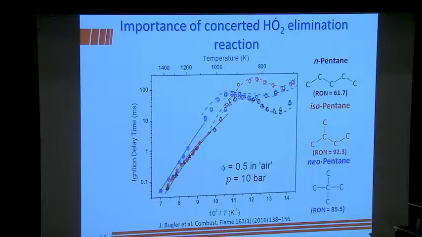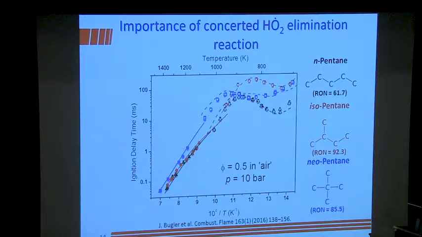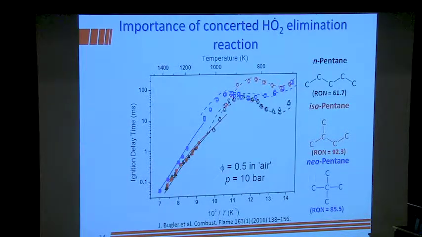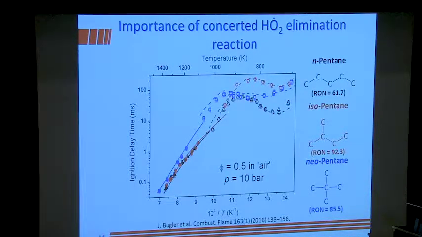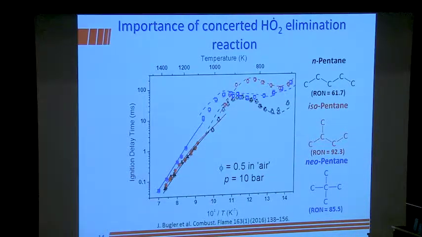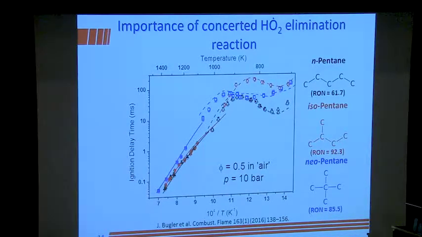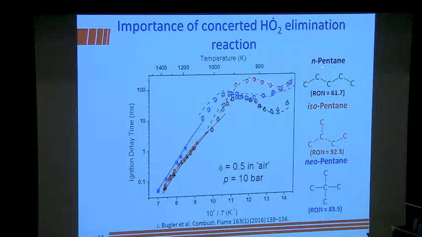These are ignition delay times that were measured in both a rapid compression machine, which are the open symbols, and shock tubes, which are the solid symbols, and a shock tube taken in my lab. You can see here the black symbols are for n-pentane, the blue symbols are for neopentane, and the red symbols for isopentane. And what you see is possibly what you'd expect in terms of reactivity for n-pentane and isopentane.